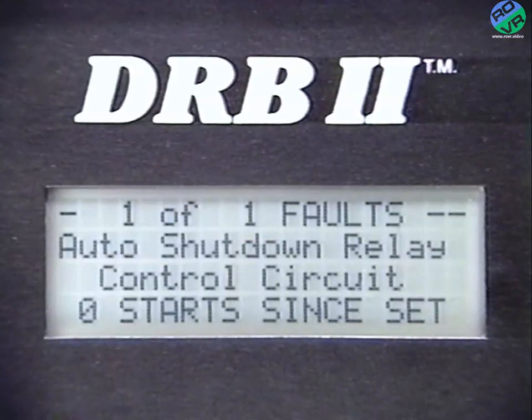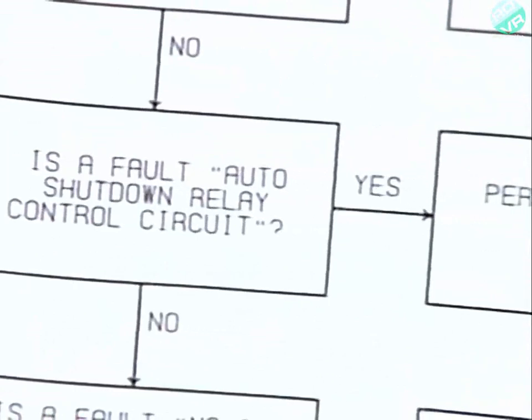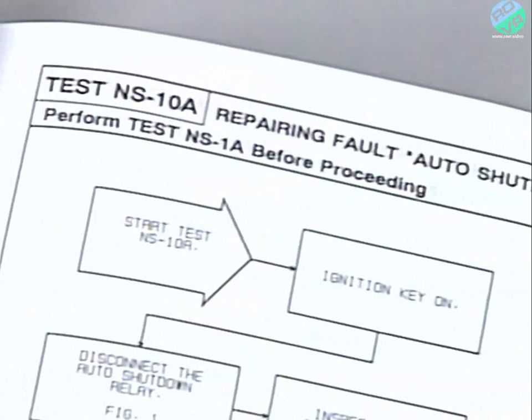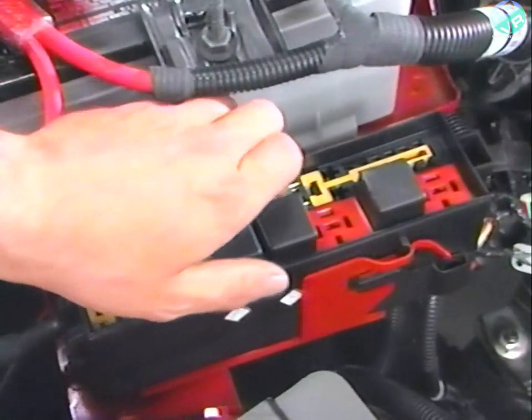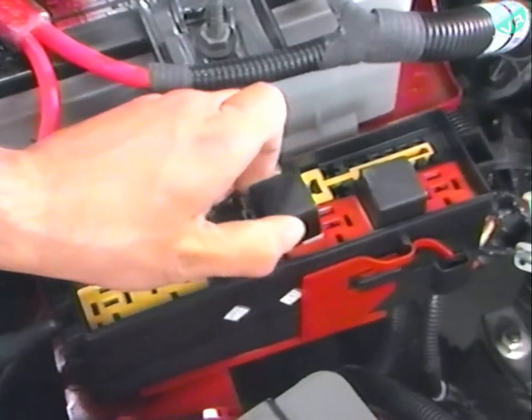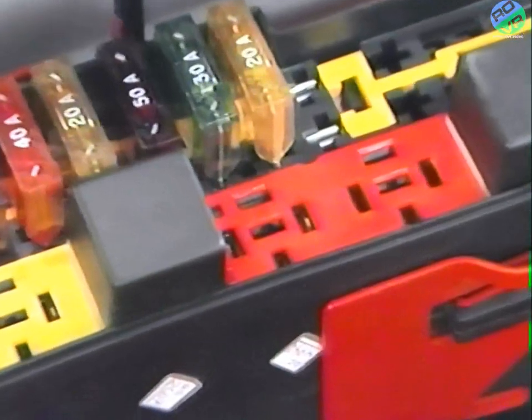But in this case, the DRBII showed a fault message for the auto shutdown relay. So test NS1A instructs you to perform test NS10A, a check of the ASD relay and the wire harness leads to the relay. Test NS10A asks you to make sure the ignition key is in the on position, and then to disconnect the auto shutdown relay and inspect the condition of the harness connector. Be especially careful to check for bent, crushed, pushed out, or otherwise damaged terminals.